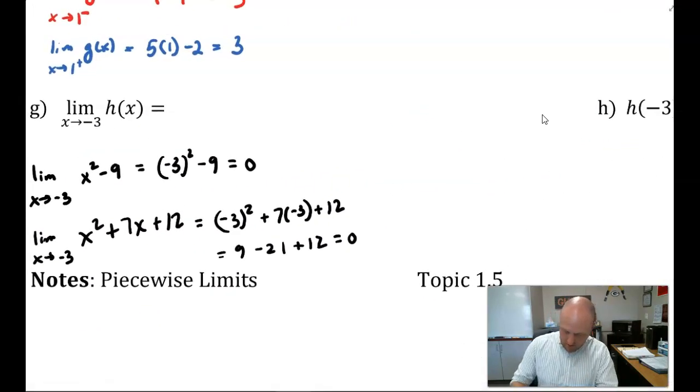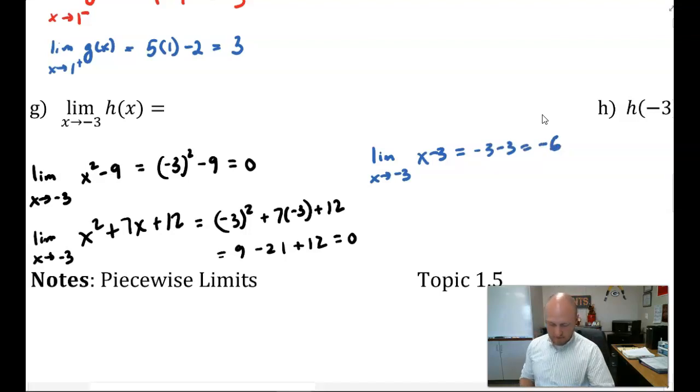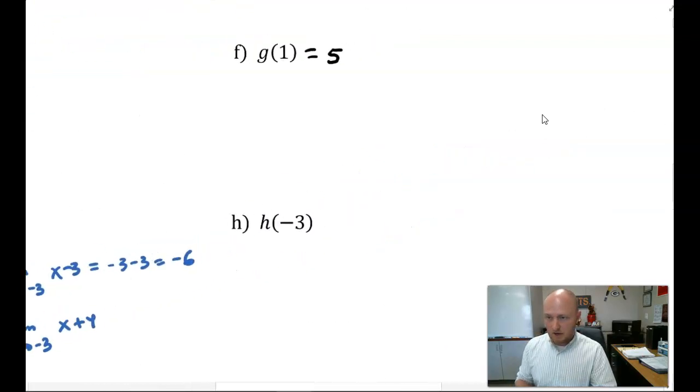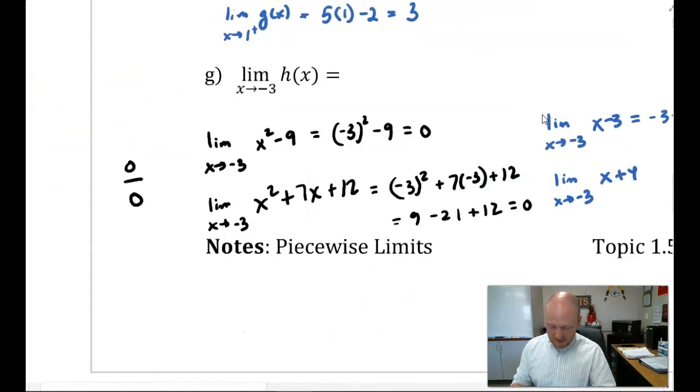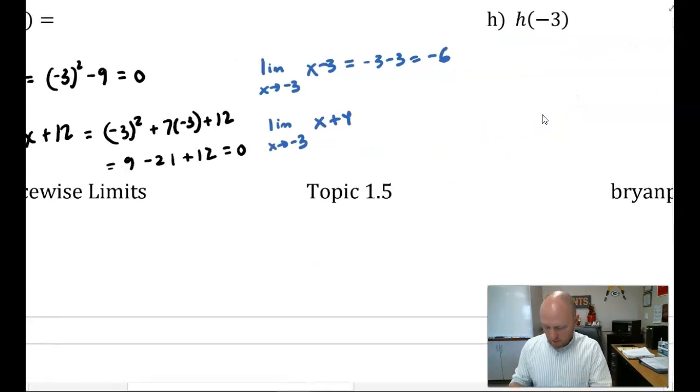I'll just continue my work down here. So the limit as x approaches negative 3, and on top we had x minus 3. Negative 3 minus 3 gives us negative 6. And then the limit as x approaches negative 3 of the denominator, which was x plus 4. I'm just using the numerator and the denominator here, x minus 3 over x plus 4. And I'm doing them separately because if I get 0 over 0, bad things happen. So I'm setting this up for future success.